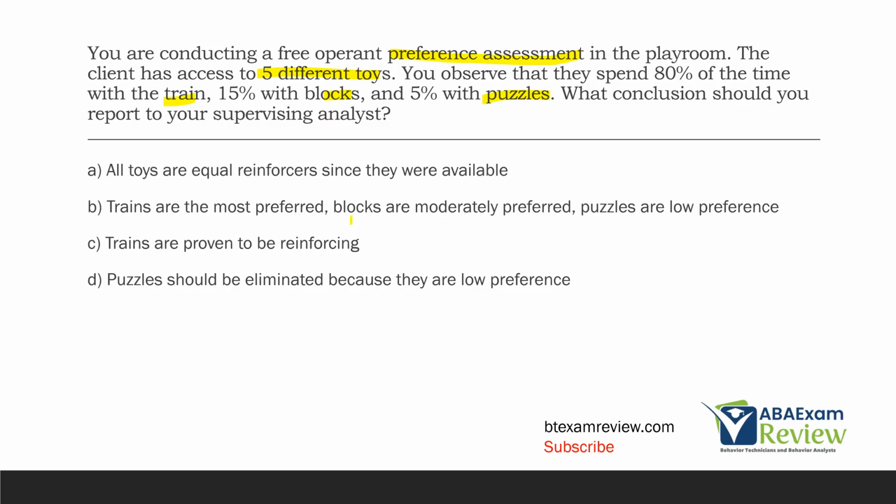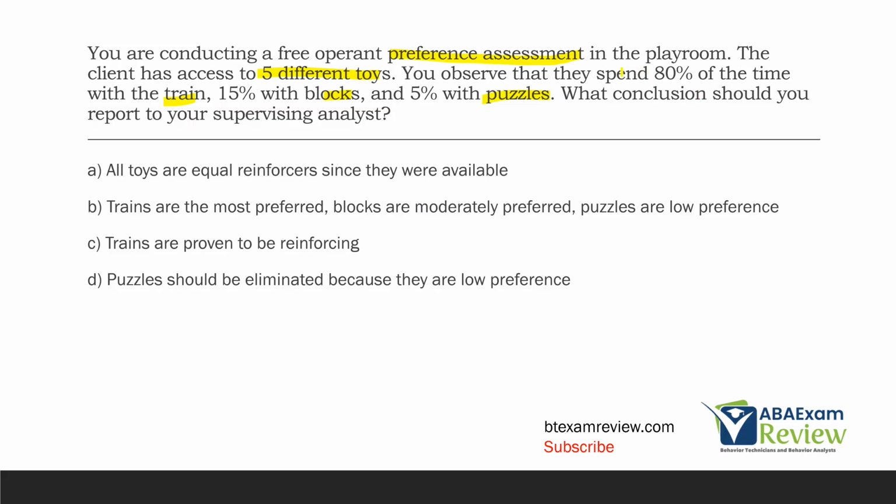B, trains are most preferred, blocks are moderately preferred, puzzles are low preference. That's a pretty good finding from this preference assessment, right? They spent the most time with trains, second most with blocks, third most with puzzles. You're not drawing too many big conclusions, you're just reporting what happened. That's a good report. C, trains are proven to be reinforcing.